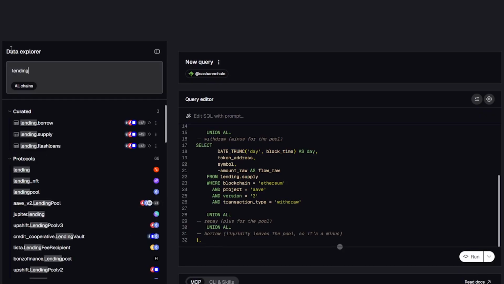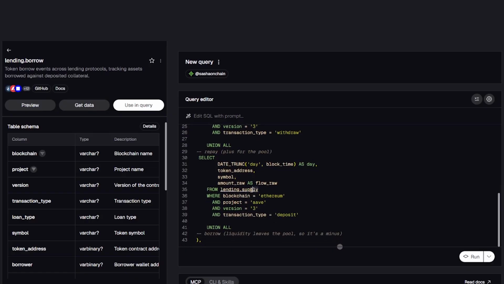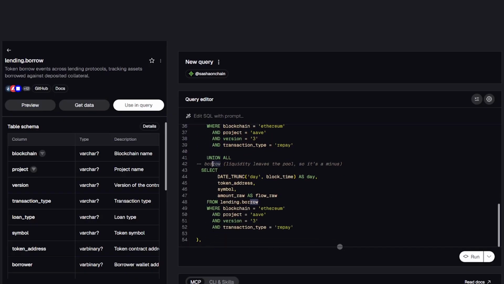Next, we switch to the lending borrow table. This table tracks the debt side of the protocol, borrows and repayments. Repayments bring liquidity back in, so they stay positive. But borrows reduce available liquidity in the pool, so again we flip the sign to negative.